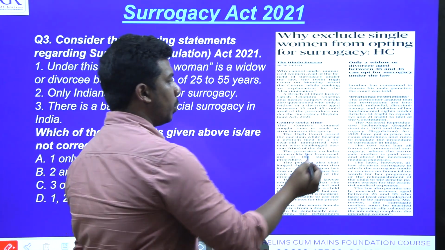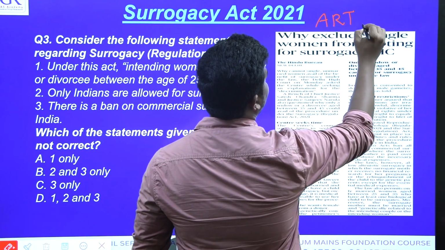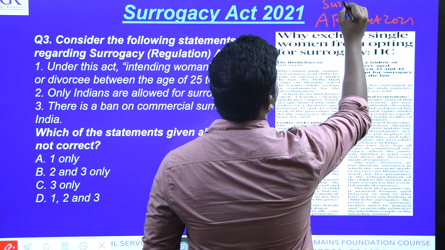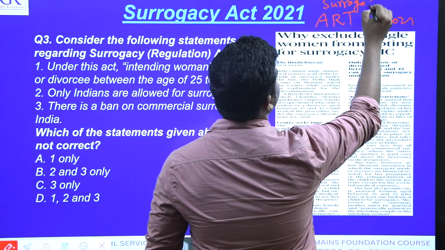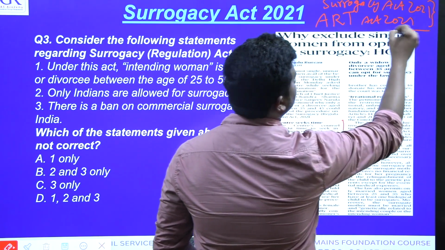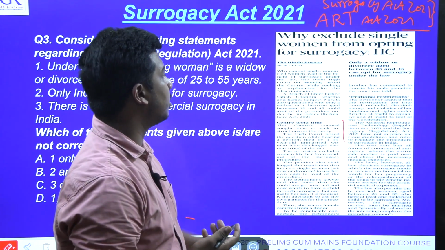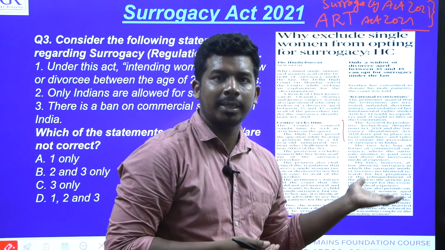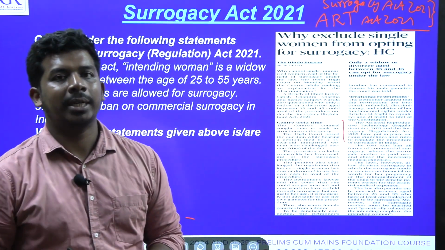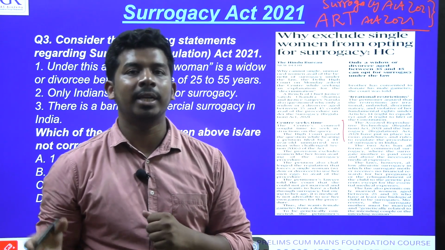So India has brought two acts. One is the Assistive Reproductive Technology Act 2021 and the other is the Surrogacy Act 2021. These are two acts brought by India to regulate the aspect of assistive reproductive technologies. Just the High Court, as a part of some discussion, is asking why this Surrogacy Act discriminates against single women, because in that Surrogacy Act there is a differentiation between married women and single women.